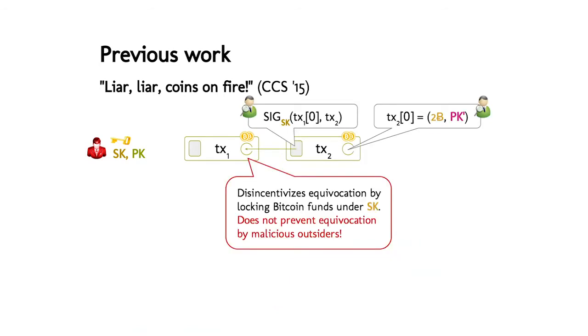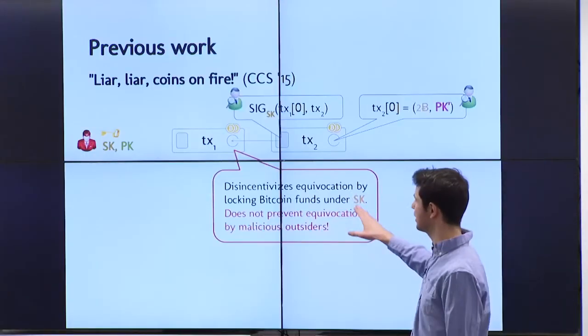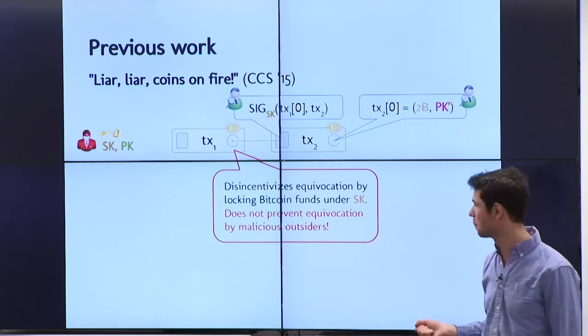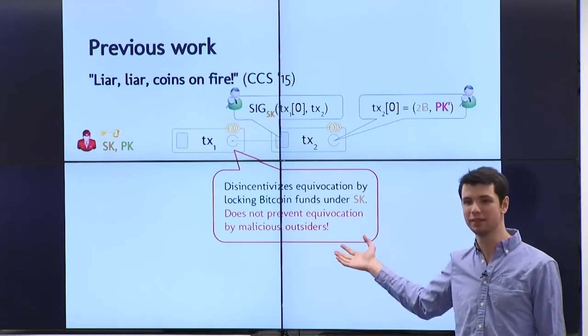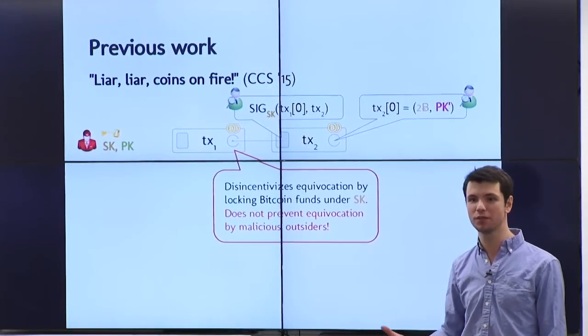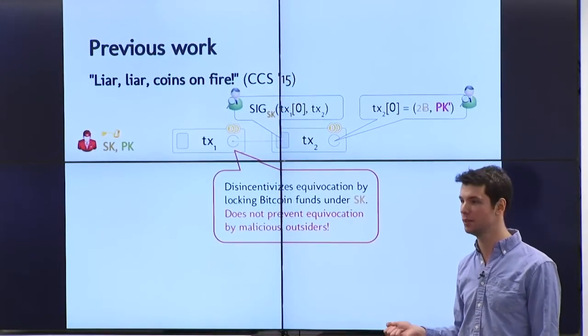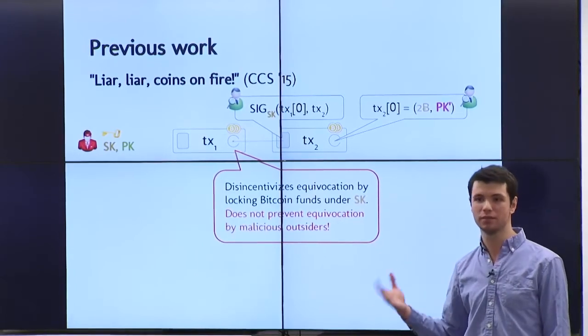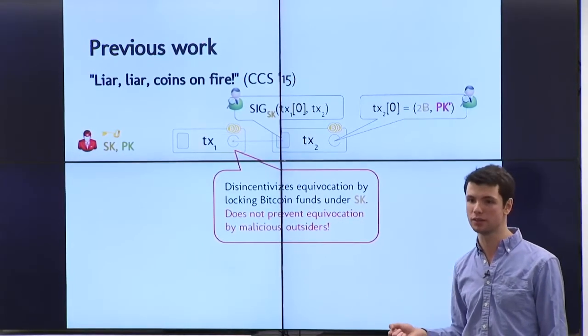And the idea is that this disincentivizes equivocation by locking these funds under the secret key of the bad authority. But it does not prevent it, right? So in Catena, we actually prevent equivocation. We say, if you want to equivocate, you better fork Bitcoin. Here, they say, if you want to equivocate, you're going to lose $20,000, right?